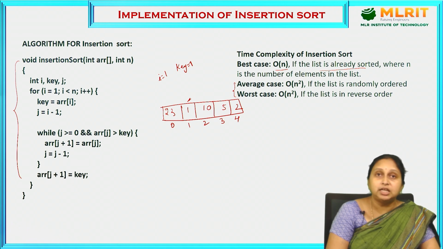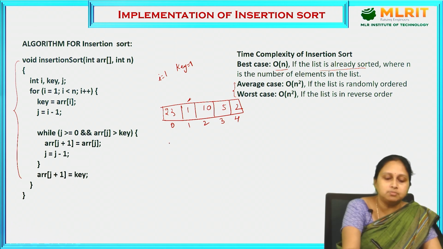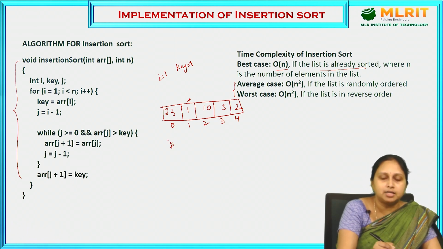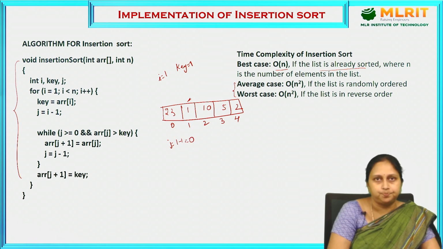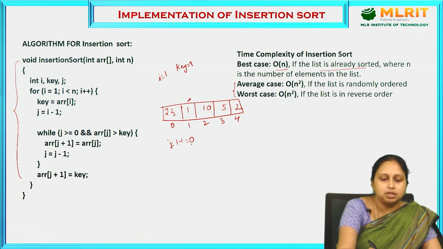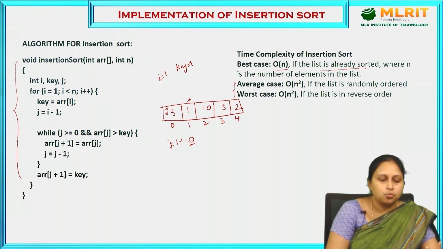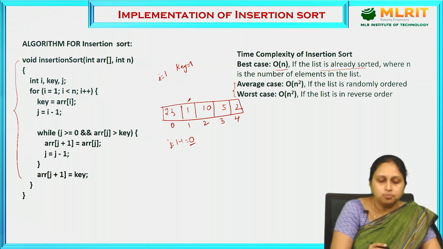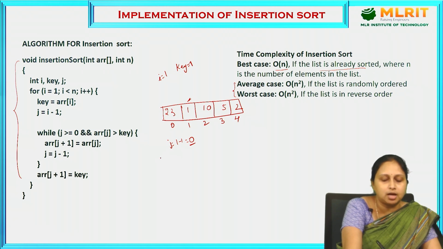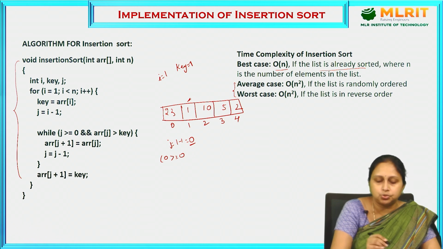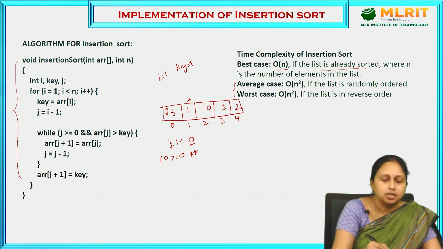Now j will be decremented. That is, j becomes i minus 1. What is your i value? It is 1. 1 minus 1 is nothing but 0. Now j value is 0. Now enter into the while loop. Now check for the condition. What is your j value? j value is 0, greater than or equal to 0. The condition is true. And array of j, what is your array of j? Array of j is greater than key value. Key value is 1.